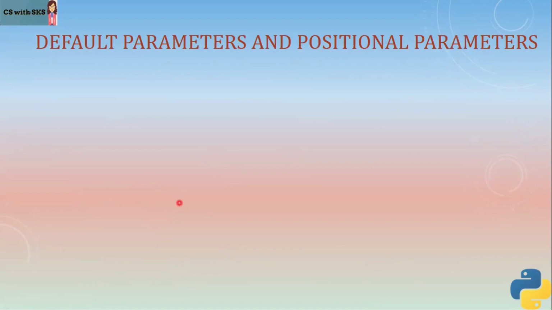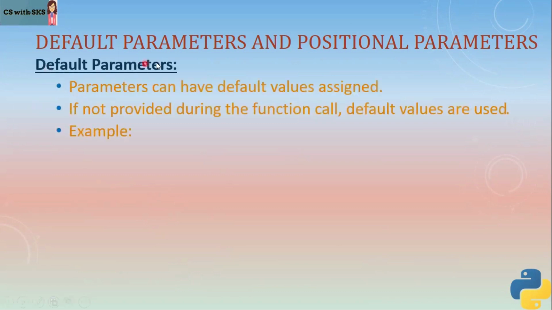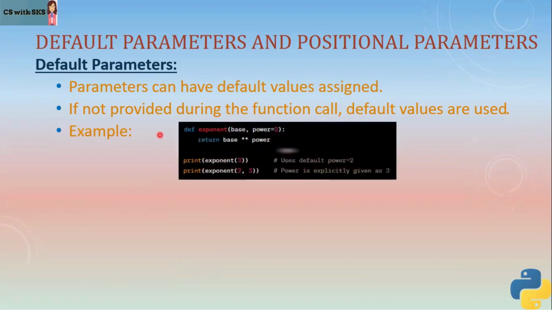Now, there is an extension to the parameters and arguments. So what are default parameters and positional parameters? Let's understand that. Default parameters: whatever parameters you are passing during a function definition, they can have some default values assigned. In case you do not provide any arguments during the function call, the default values which are provided along with the function definition will be used, right? For example, let's see this example.